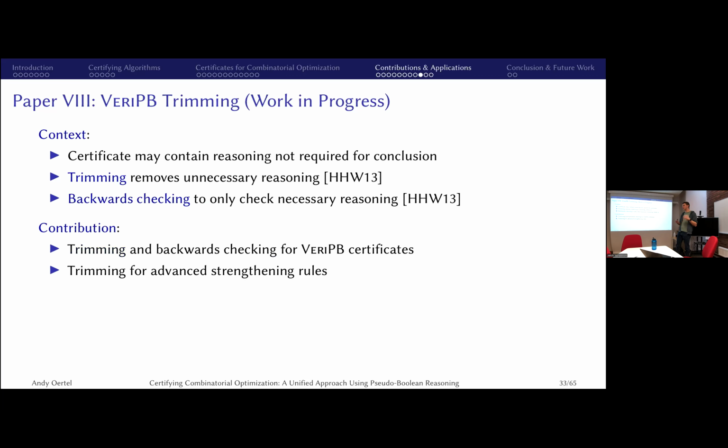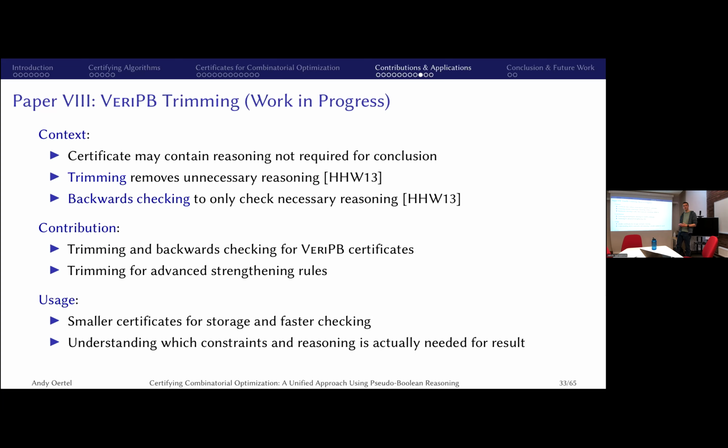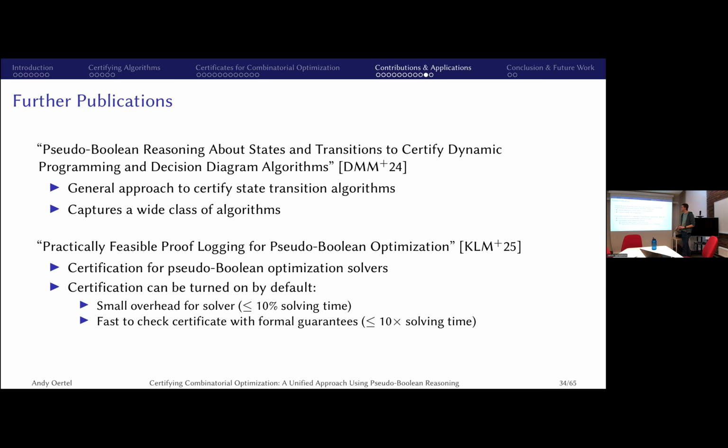And so we provide trimming and backwards checking, or we plan to provide this in this paper, for various certificates, and also provide trimming for advanced strengthening rules. This can then be used to get small certificates, which can be an advantage for storing these certificates for longer, and also to provide faster checking, because then you just have a smaller certificate size. Additionally, it can be useful for understanding which constraints and which reasoning in the proof was actually useful to derive the result. Some further publications that I am not planning to include in the thesis are here.